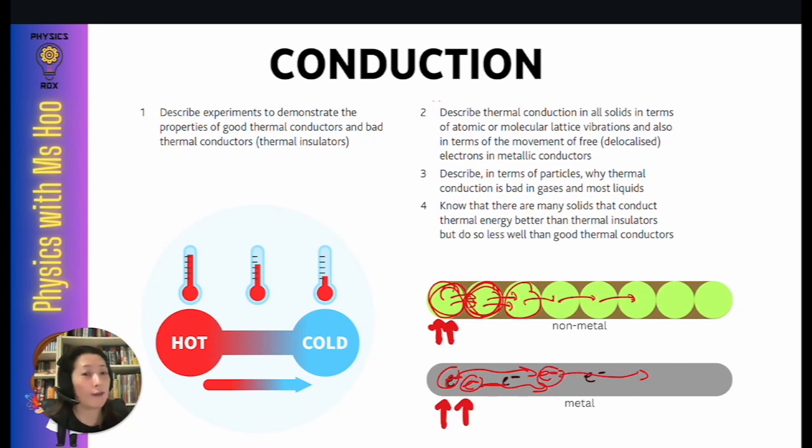Non-metals do not have these free or delocalized electrons, which is why in comparison, non-metals don't conduct heat as easily. So remember that when you talk about thermal conduction, for non-metals, talk about the transfer of thermal energy from particle to particle through collision. Whereas for metals, you need to focus on the movement of free or delocalized electrons and how these electrons transfer heat also through collisions with other particles.